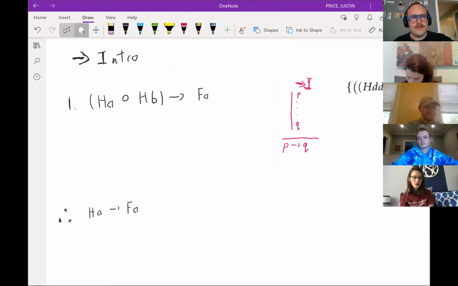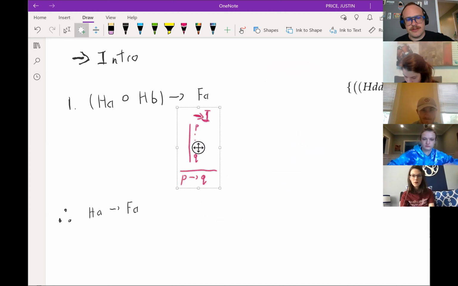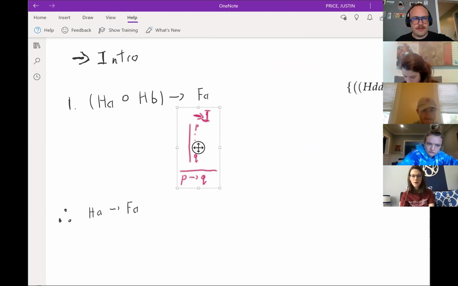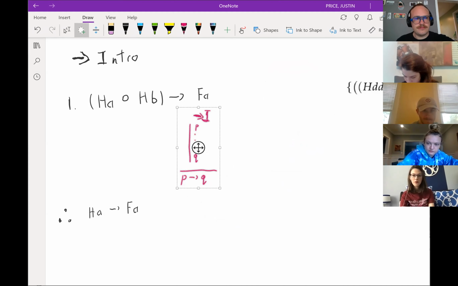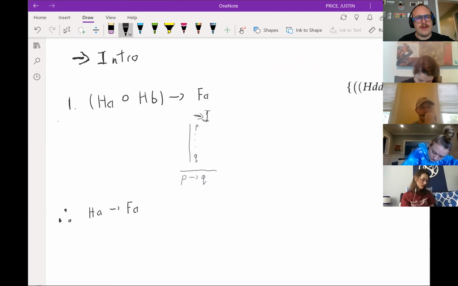Here's our rule for conditional introduction, the schema. I'm going to put that beside this derivation we're about to use. All right, so we've got a derivation here. It's got one premise and a conclusion. Let's see if we can get to that conclusion.